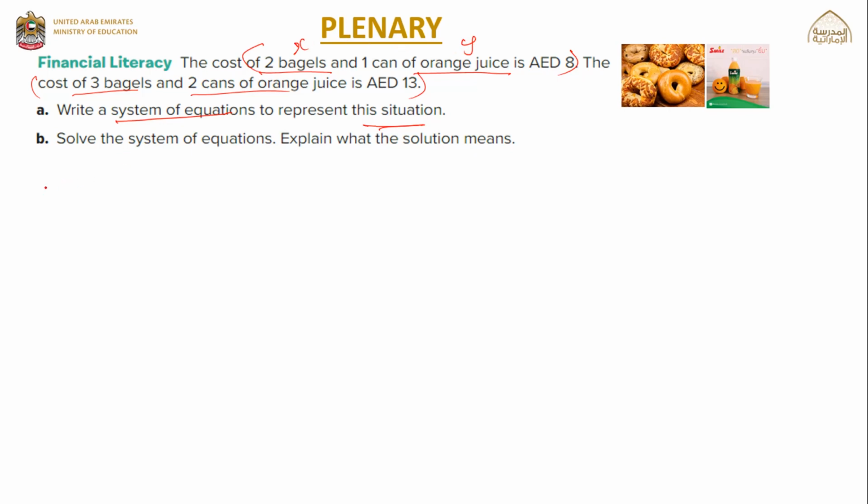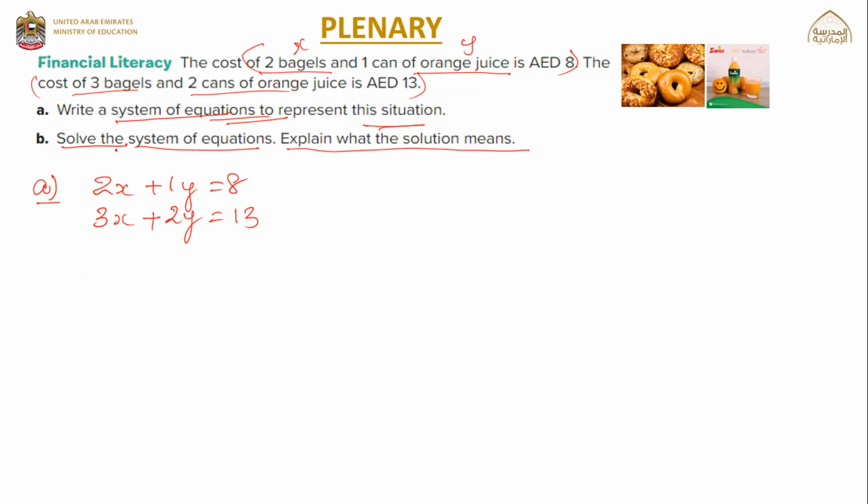So what system of equations can you write? You'll be able to write 2 bagels plus 1 orange juice equal to 8 dirhams, whereas the second part of the information gives us 3 bagels plus 2 cans of orange juice is 13 dirhams. Okay, we have written the system of equations. Now you are asked to solve. After solving, you will get a solution and you have to explain what that solution means.